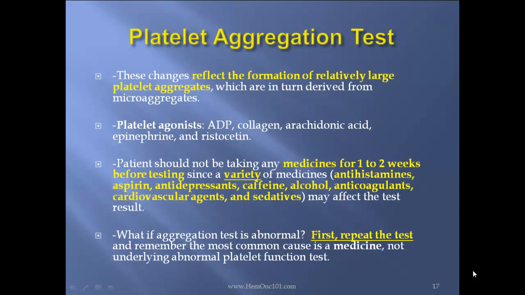These changes reflect the formation of relatively large platelet aggregates, which are in turn derived from microaggregates. The agonists are ADP, collagen, arachidonic acid, epinephrine, or ristocetin. So remember these. The agonists, again, are ADP, collagen, arachidonic acid, which is very important for aspirin, epinephrine, and ristocetin. Platelets, this is the most important part.